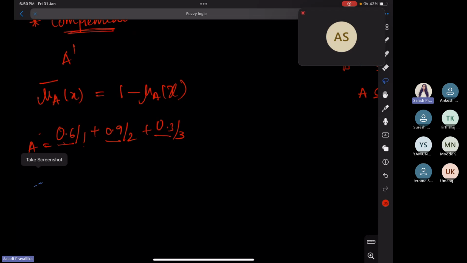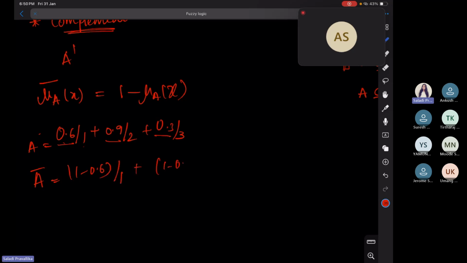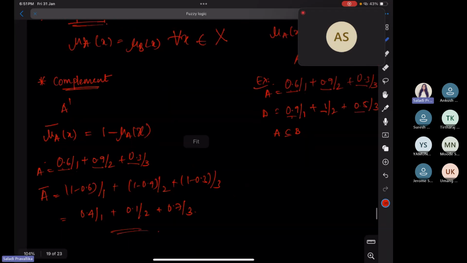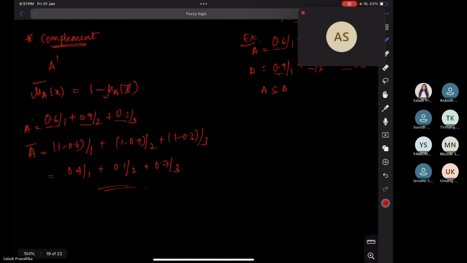Now, if we were to find the complement of A, then it is 1 minus 0.6, 1 plus 1 minus 0.9, 2 plus 1 minus 0.3, 3. That is equal to 0.4 of 1 plus 0.1 of 2 plus 0.7 of 3. Right? So this is the complement. I hope you understood so far.